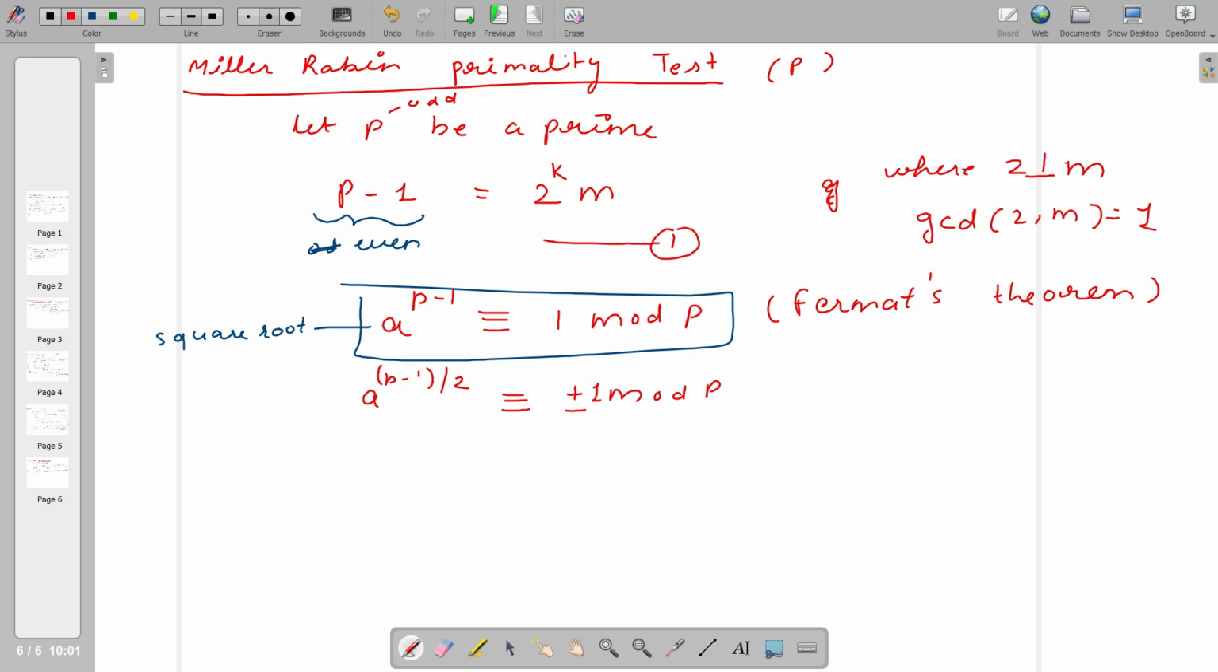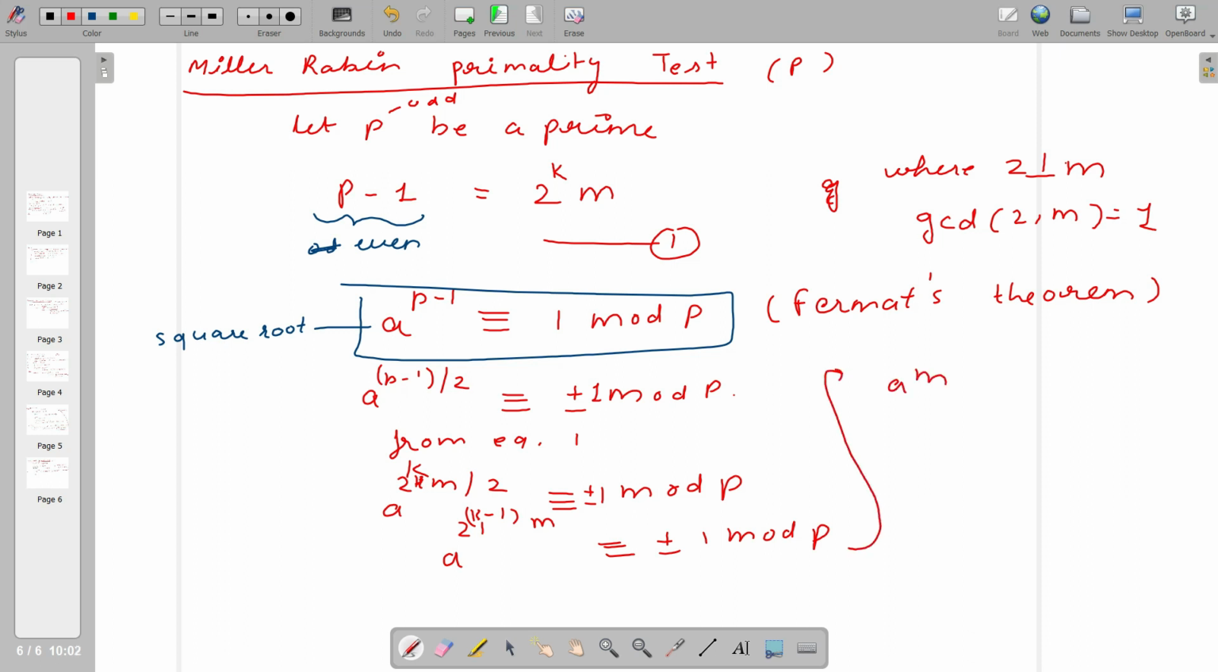Using equation number 1, p minus 1 is 2 to the power k times m. So we can write a to the power 2 to the power k m divided by 2 is congruent to plus minus 1 mod p. Or we can write it as a to the power 2 to the power k minus 1 times m is congruent to plus minus 1 mod p. Or we can also write it like this: a to the power m, to the power 2 to the power k minus 1, is congruent to plus minus 1 mod p.